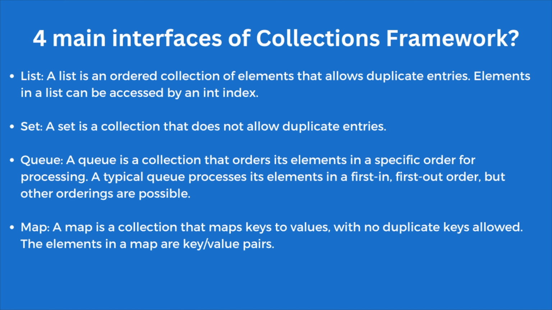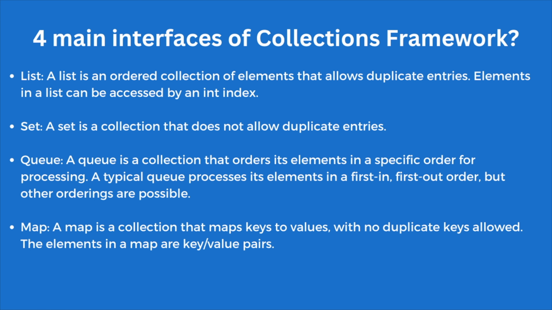Next we have set. So a set is similar to your list, only difference is that it does not allow duplicate entries. Then we have queue. So a queue is a collection that orders its element in a specific order for processing. So a typical queue processes its elements in FIFO order, but other orderings are possible.